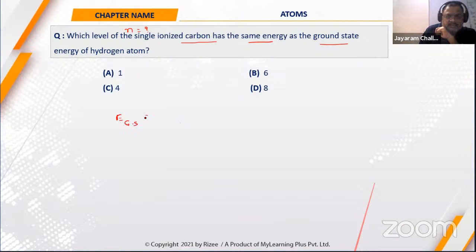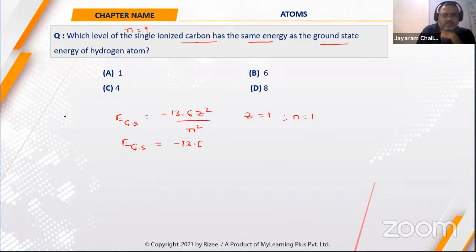Energy of the ground state of the hydrogen can be written, going for the general formula, as minus 13.6 into z square by n square. Since it's hydrogen, z value is equal to 1. And because it's a ground state, n value is also 1. Then the energy of the ground state of the hydrogen will be equal to minus 13.6. This I have written for hydrogen, sir.